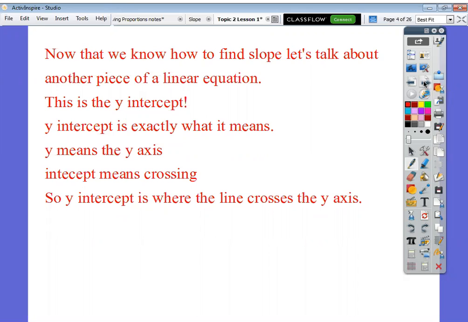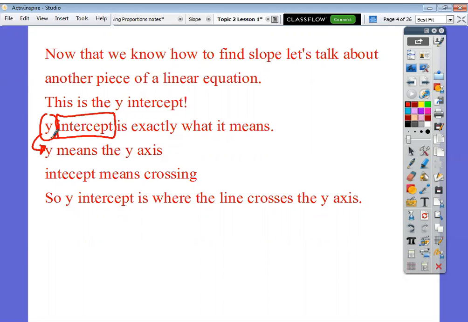And that piece just happens to be called the y-intercept. Yep. It's called the y-intercept. Now, y-intercept is exactly what it sounds like. It's exactly what it means. Y means the y-axis. So this y right here really means it's coming from the y-axis. And then intercept is exactly what intercept means.